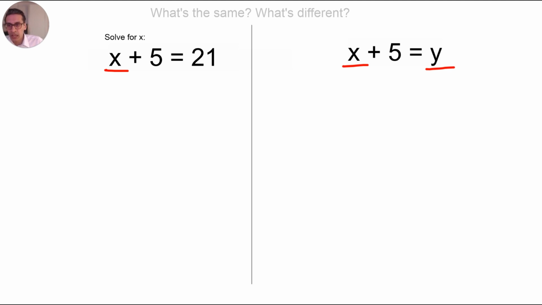So let's see what happens if you're asked to solve for x. Well, we know we're going to take away 5 from both sides here.